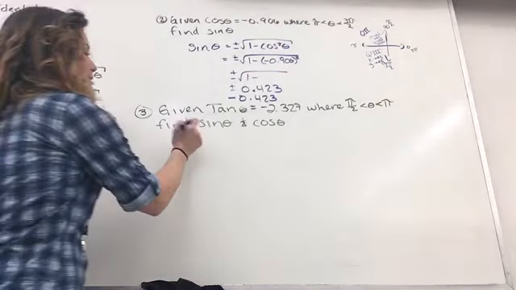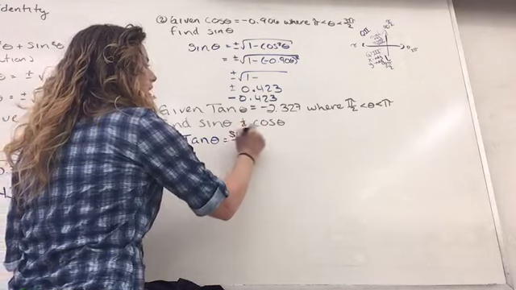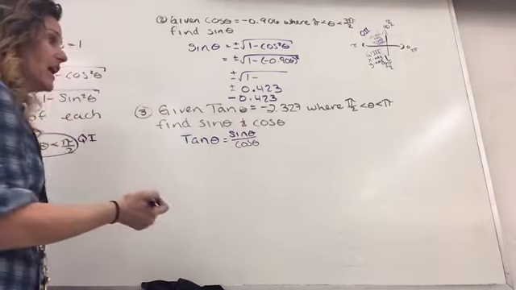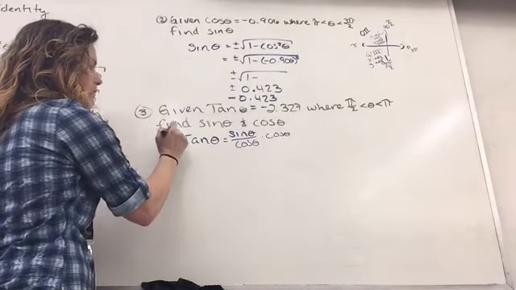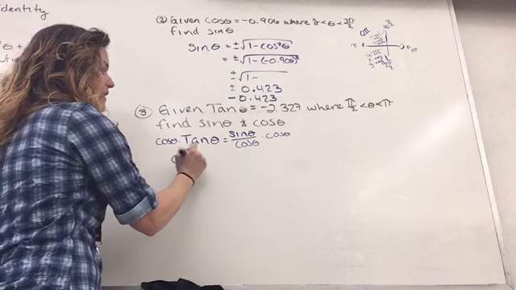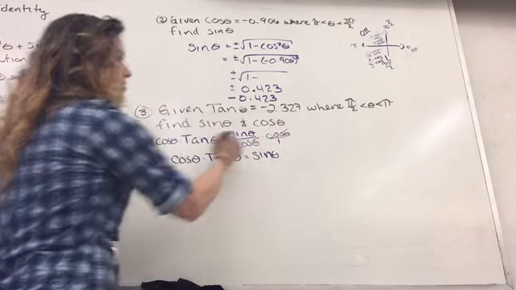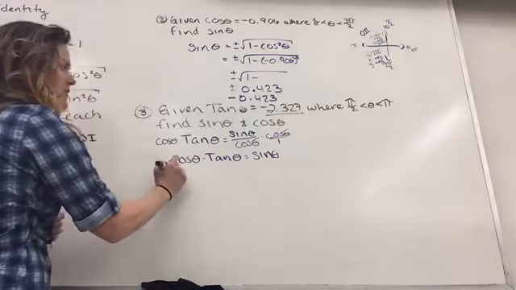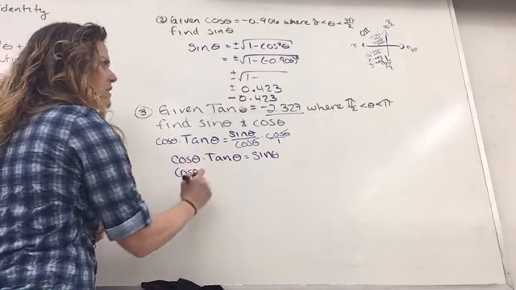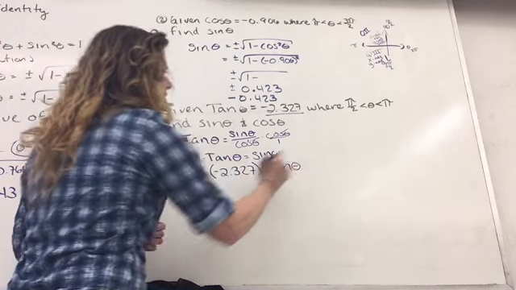I know that the tangent of theta is equal to the sine of theta divided by the cosine of theta, so I can solve that for sine by multiplying both sides by the cosine. So that gives me that the cosine of theta times the tangent of theta would equal the sine of theta, because those would cancel. Okay? We know that the tangent of theta is equal to this value, so we're going to substitute that in. That gives me the cosine of theta times negative 2.327 is equal to the sine of theta.